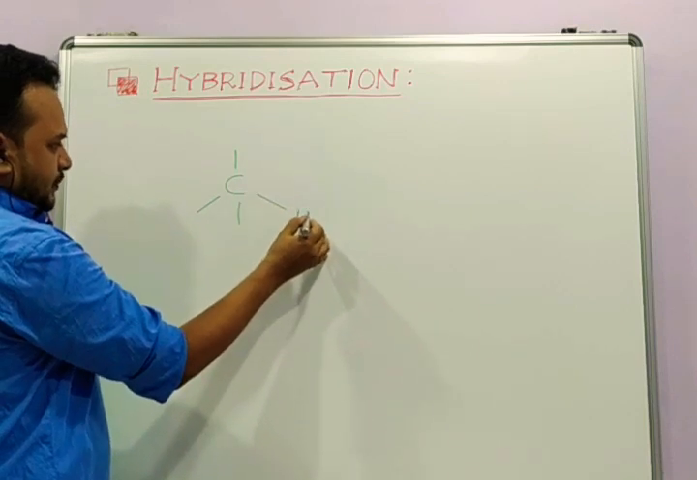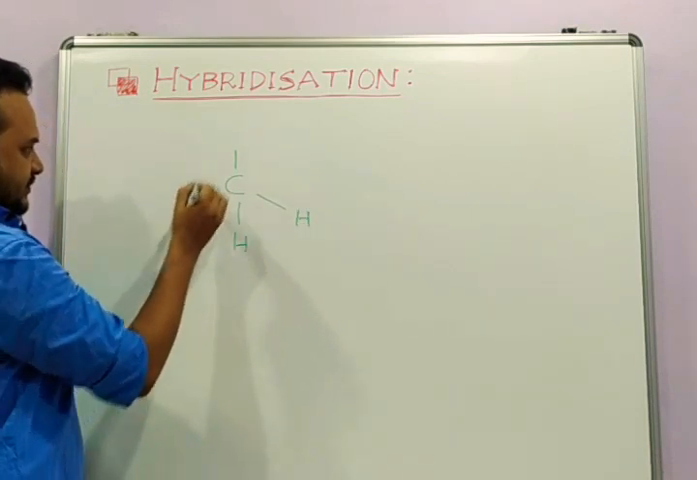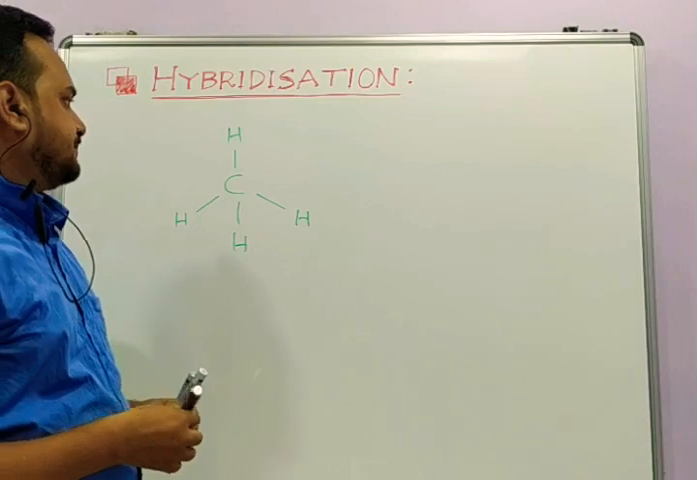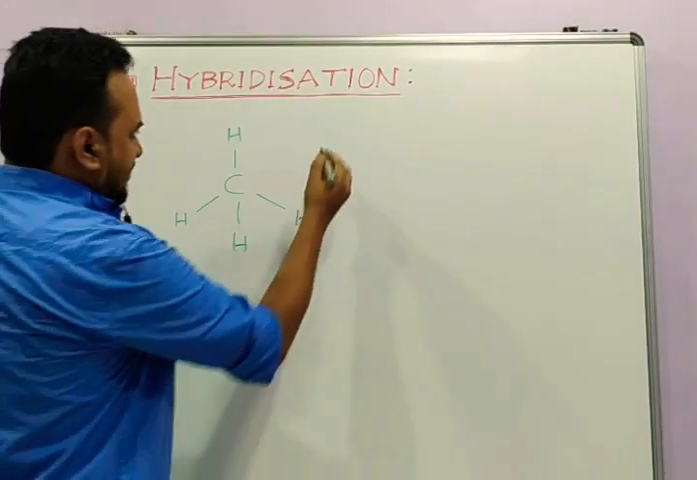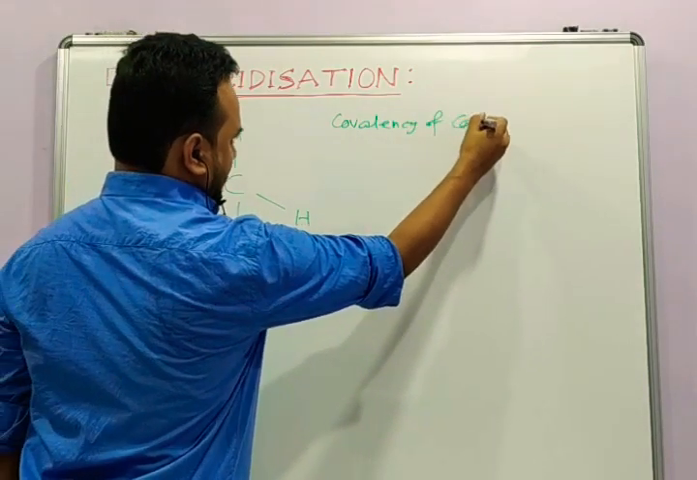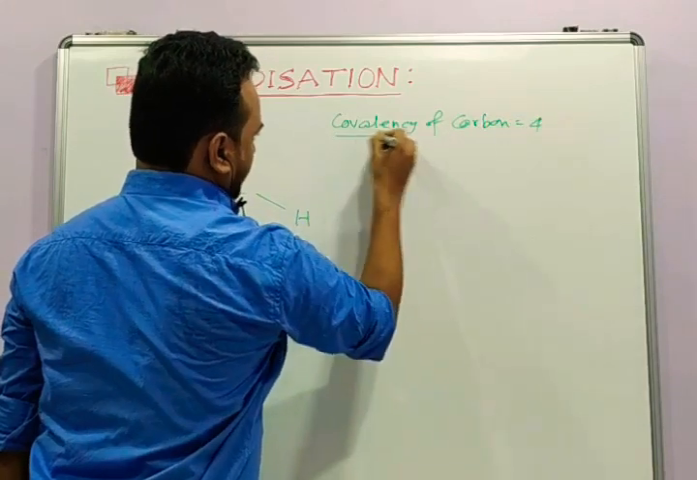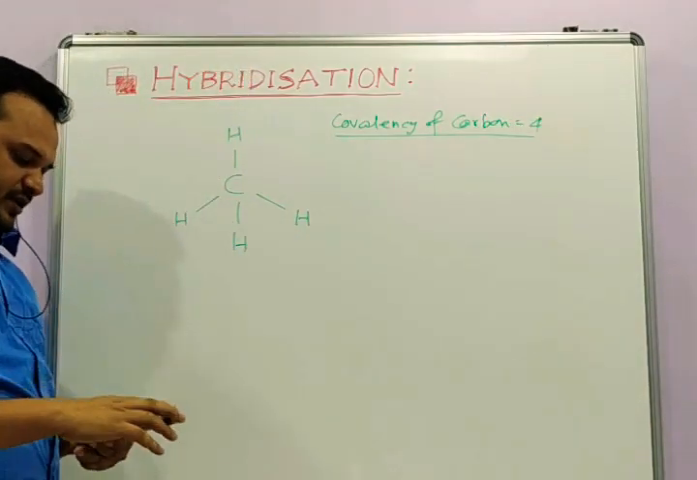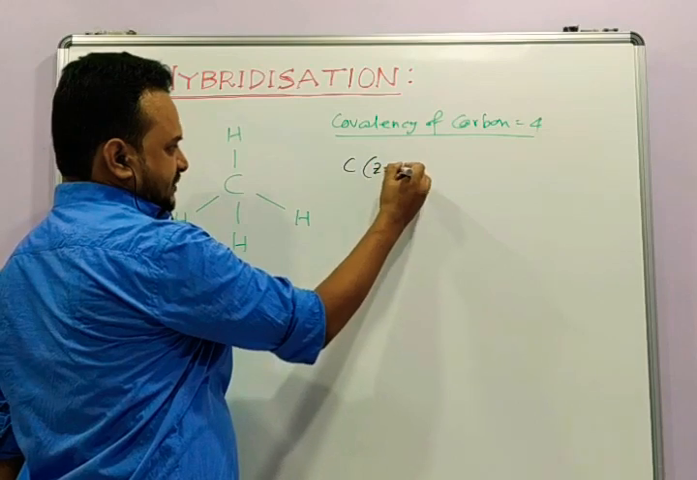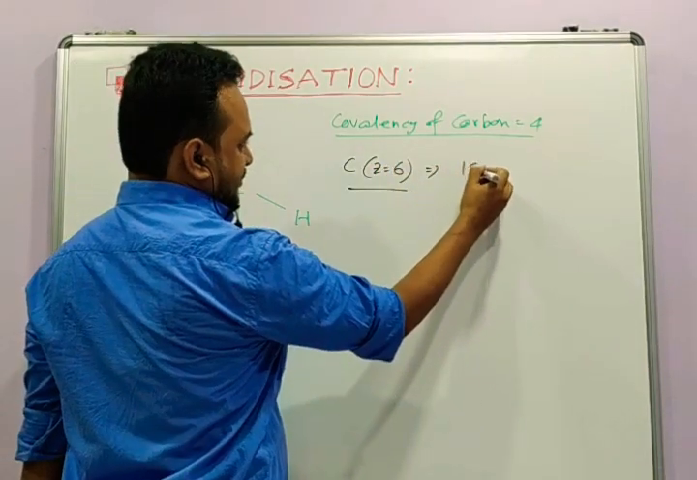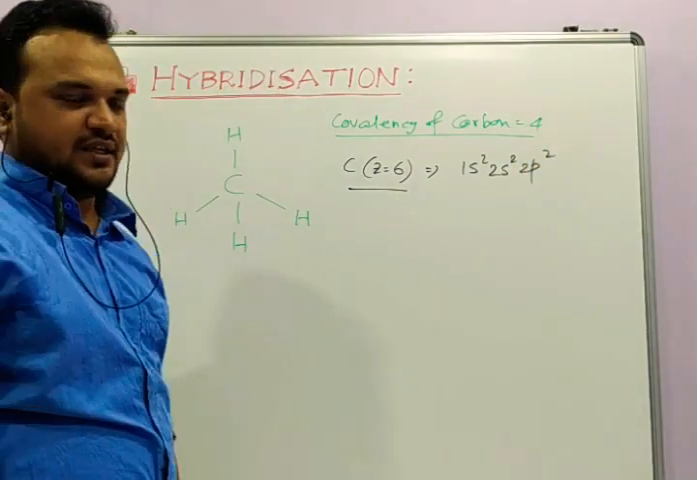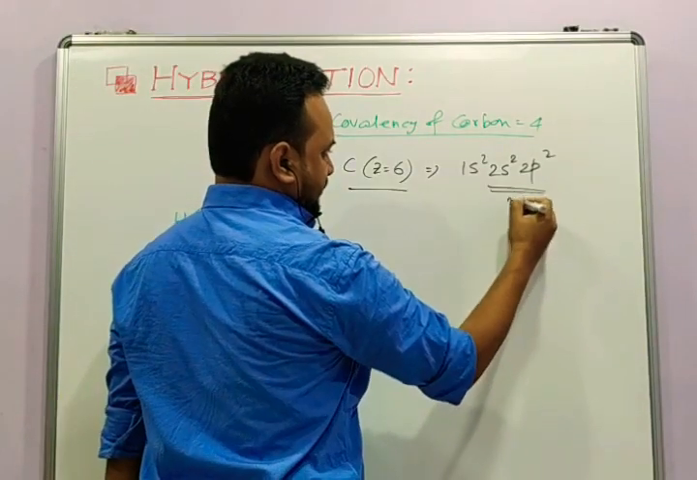Methane is a very common molecule to all of you. We have CH4. There are four covalent bonds of carbon, right? So here the covalency of carbon equals 4 because it is making 4 covalent bonds. Now if you remember the electronic configuration of carbon, atomic number Z equals 6, the electronic configuration is 1s2, 2s2, 2p2. So the valence shell, that is the outermost shell, is n equals 2.